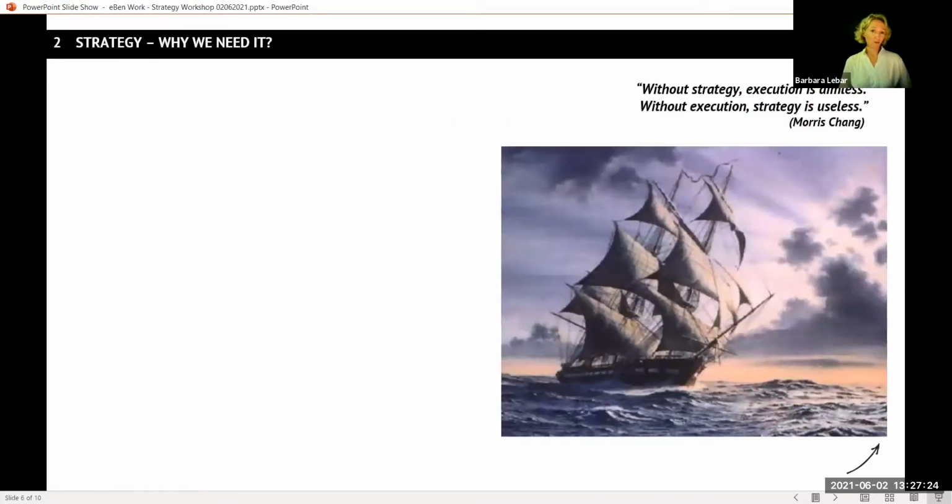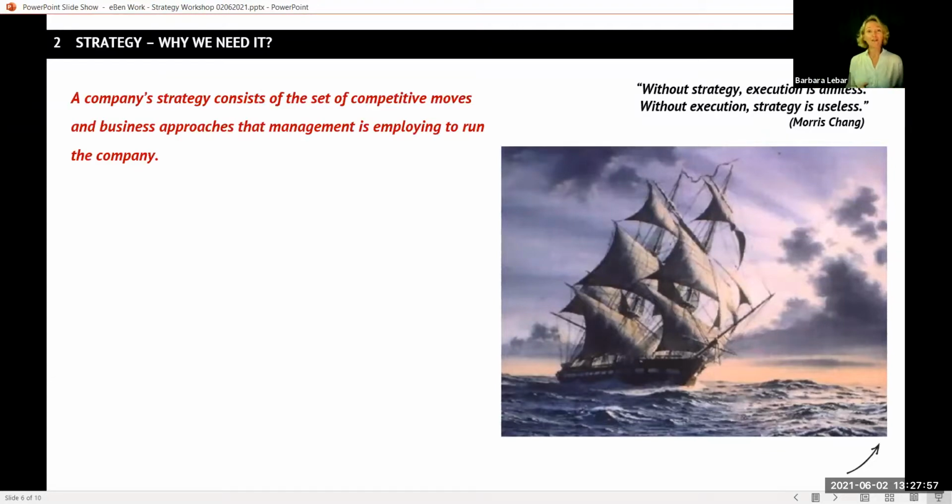Now, why do we need the strategy? Well, already in the invitation it was said, without the strategy, we cannot execute. And without execution, strategy is only words on paper. So what is strategy for us? Without the strategy, we are like a boat without a rudder. We cannot navigate. We don't know, shall we go north, east, west, or south? We cannot go because we don't have the strategy. So strategy actually gives us the way where to go.